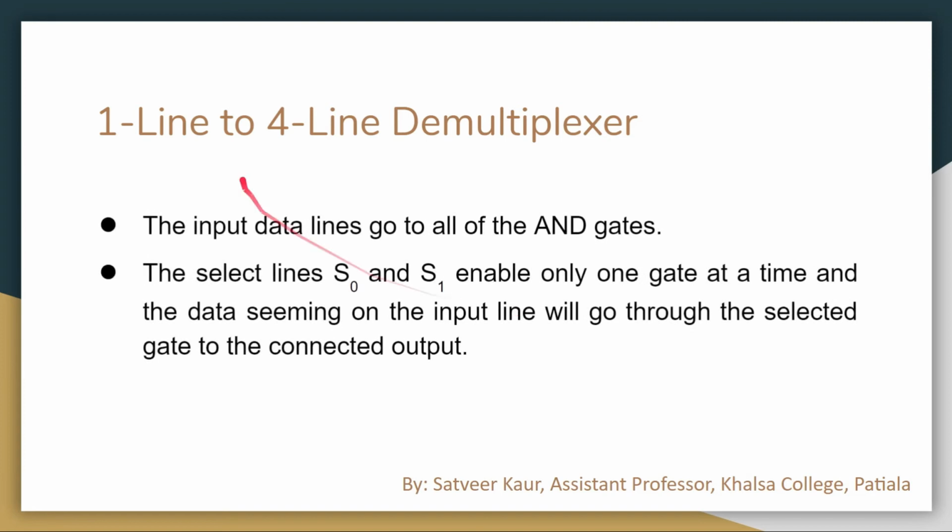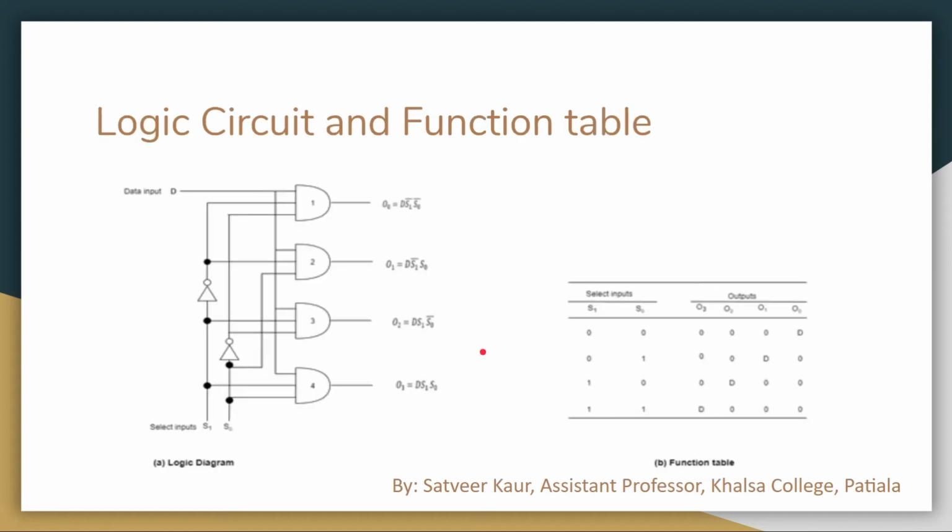The next one is the one line to four line demultiplexer. The input data line goes to all of the AND gates, and the select lines S0 and S1 enable only one gate at a time, and the data on the input line will go through the selected gate to the connected output. This is the logic circuit and the function table.